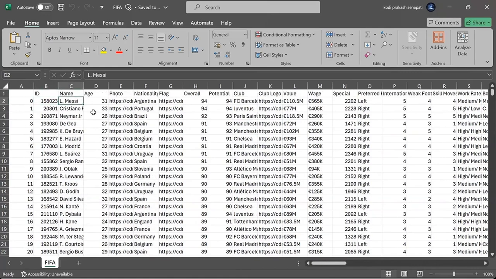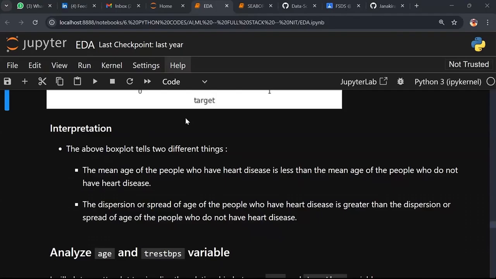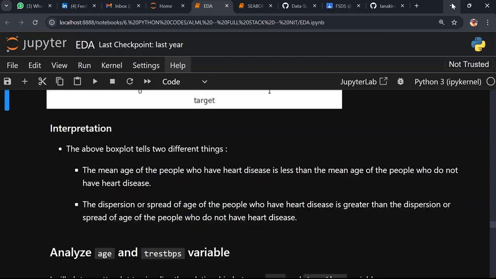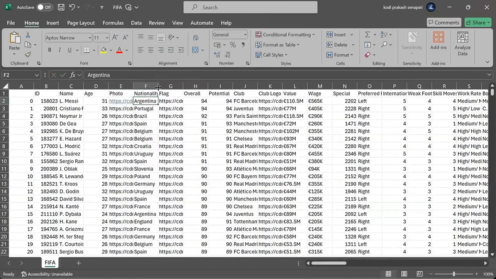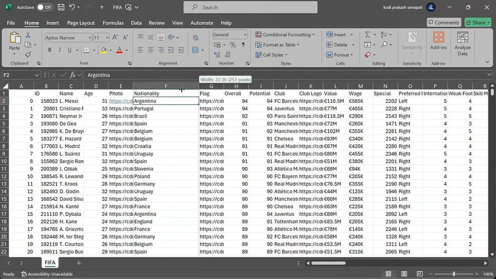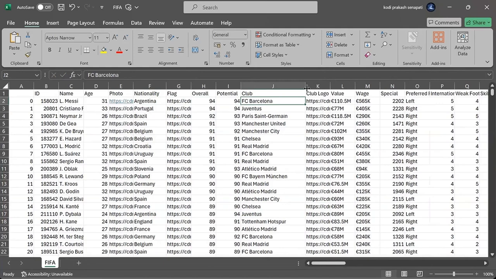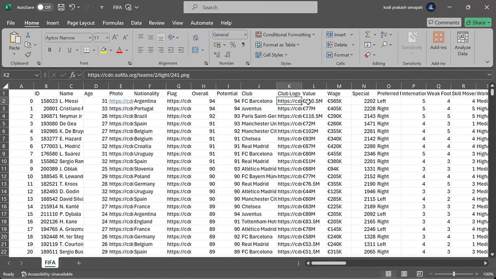The ID, Messi, the first guy. Messi's age is 31. Photo: if you copy it, I will check if I have a PNG. Okay, no, this is not. That's fine. This is the photo you can find. Which nationality? Argentina. And the flag. So this is the flag. Overall 94. Potential 94. Which club does he play for? FC Barcelona. And then the club logo. And Messi's value is 110 million euro.